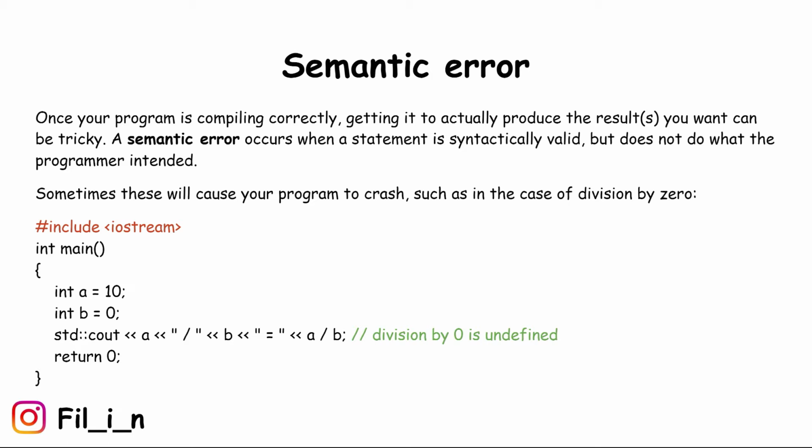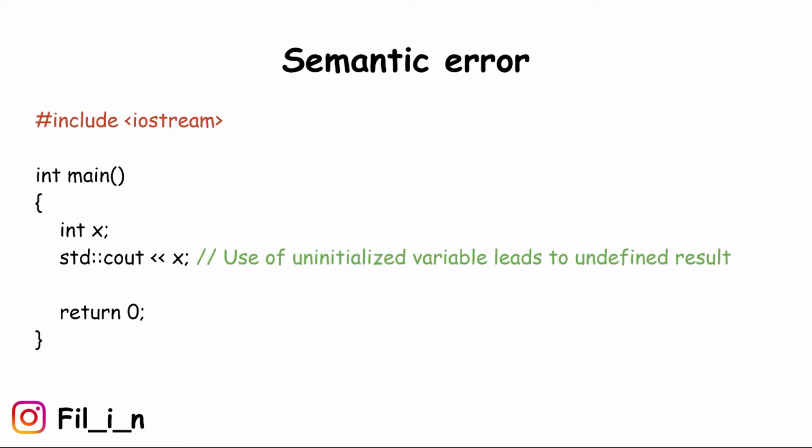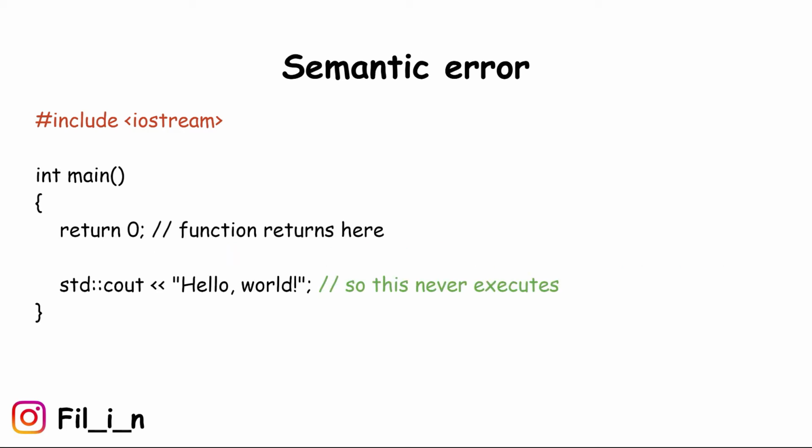#include, int main, int a equals 10, int b equals 0, std::cout a divided by b equals a over b. Division by 0 is undefined. Return 0. #include, int main, int x, std::cout x. Use of uninitialized variable leads to undefined result. Return 0. #include, int main, return 0, function returns here, std::cout hello world, so this never executes.